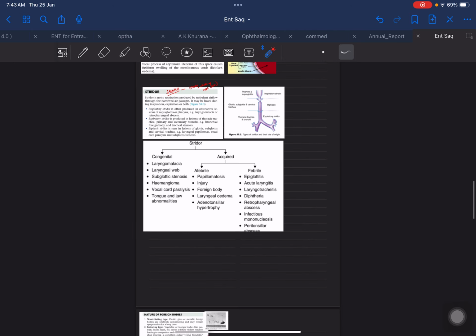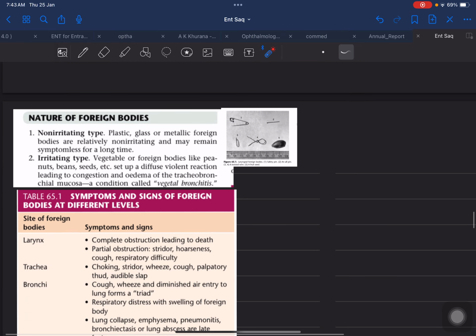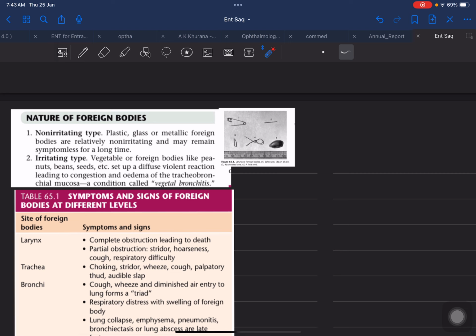Okay, now another question. We need to talk in the larynx topic about the foreign body.